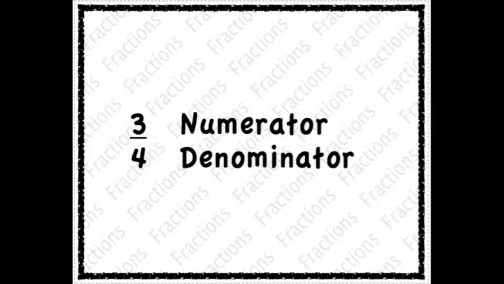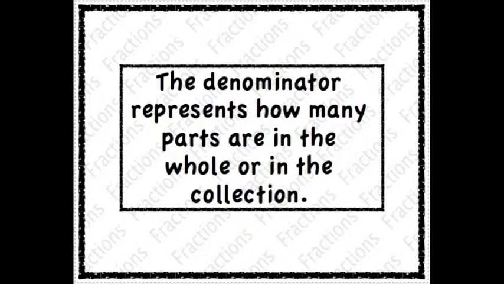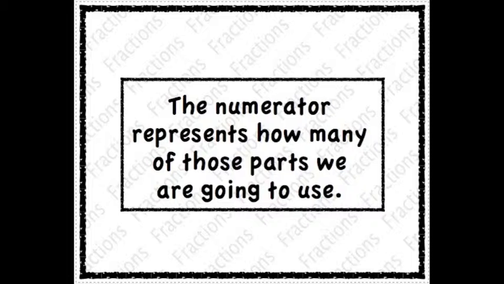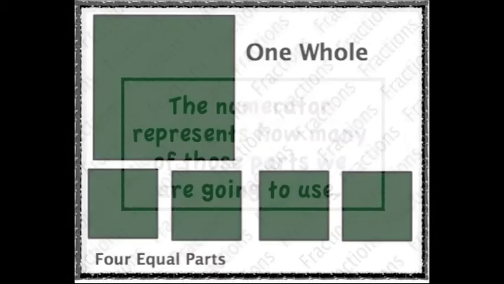The number on top of the line is called a numerator, and the number below the line is called the denominator. The denominator represents how many parts are in the whole or in the collection. The numerator represents how many of those parts we're going to use.